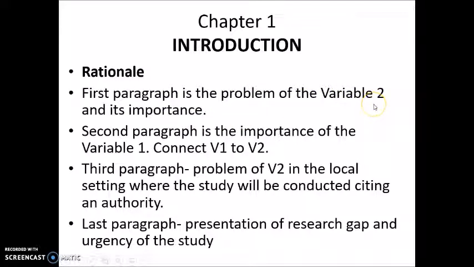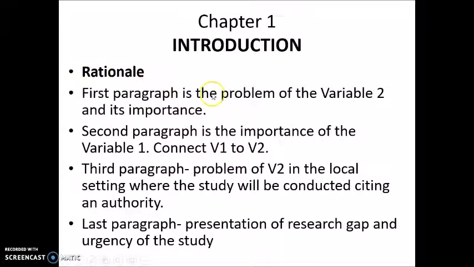When you say variable 2, or sometimes they call it the dependent variable, or variable B, or second variable. So if your working title is parental involvement and self-esteem, so your variable A or variable 1 is parental involvement. Your variable 2 is self-esteem, or your variable B is self-esteem. Okay. So if that's your working title, your first paragraph should be about the problem and the importance of self-esteem.